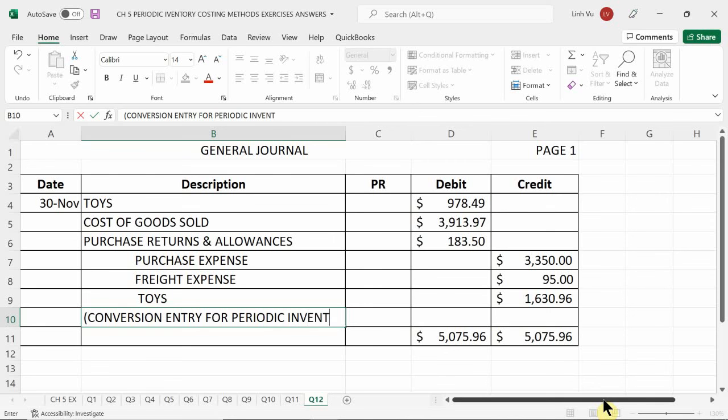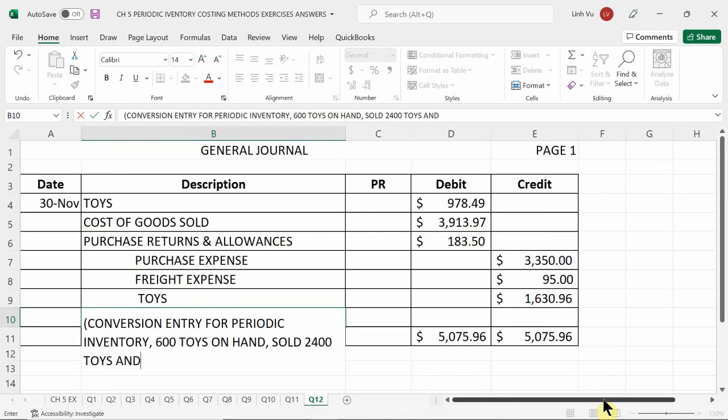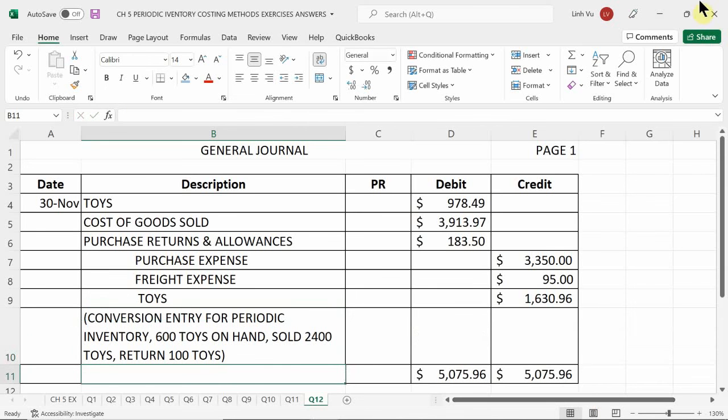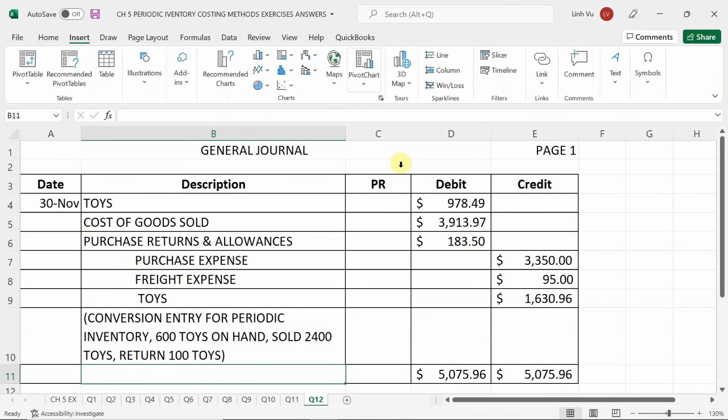And last thing here, conversion entry for periodic inventory. Yes, I could have copied this, I just forgot to. What do we know? We have 600 toys on hand, and we sold 2,400 toys and returned 100 toys. And this concludes the chapter 5 review.